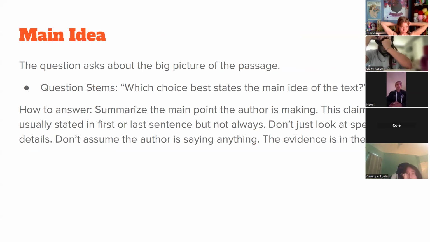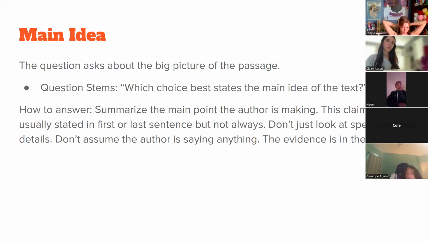Okay, so first up, main idea. These questions always ask about the big picture of the passage. So the central claim, what the author is talking about. These always look like, which choice best states the main idea of the text or the central claim of the text, something like that. So how to answer these? We basically want to summarize the main point of what the author is saying. This is usually found in either the first or last sentence of the paragraph. So initially I might look there, but not always.